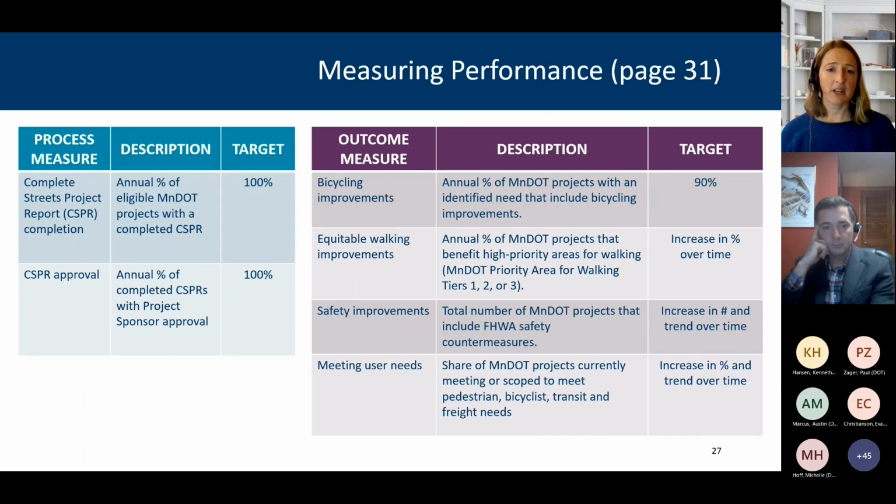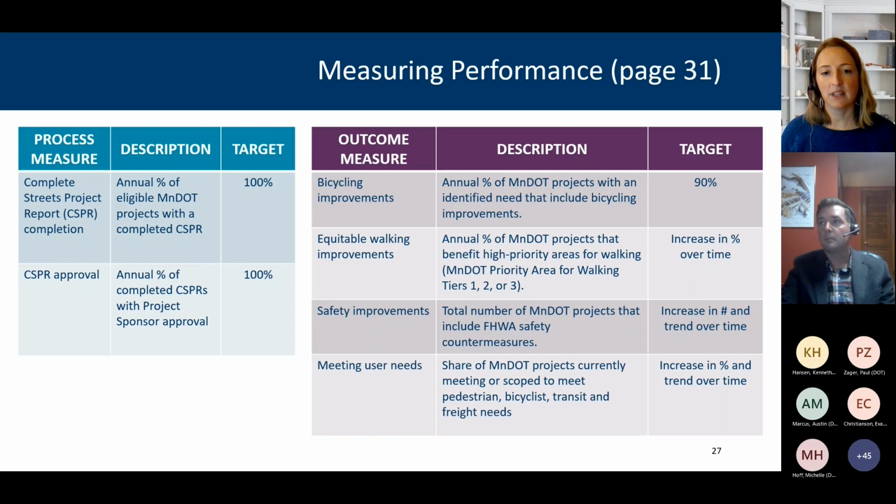Mentioned performance measures a couple of times, so there's more detail provided on those, page 31 of the handbook. So we're tracking both process and outcome performance measures. And the intent here is to make sure that we're gathering data so that we can really support project teams in applying that guidance and also be able to talk about what we're doing and the decisions that are being made and how we're supporting our communities.